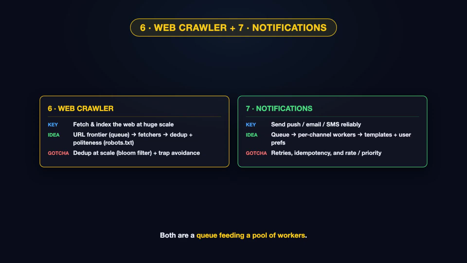Providers fail, so you need retries with backoff, but retries mean you might send the same thing twice, so you need an idempotency key to dedupe, and you need rate limiting and priority levels, so a flood of low-priority marketing mail never delays a critical security alert.